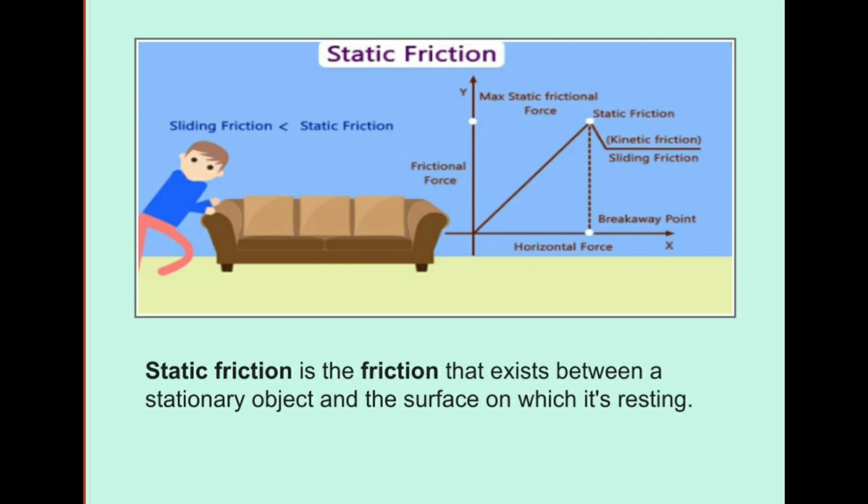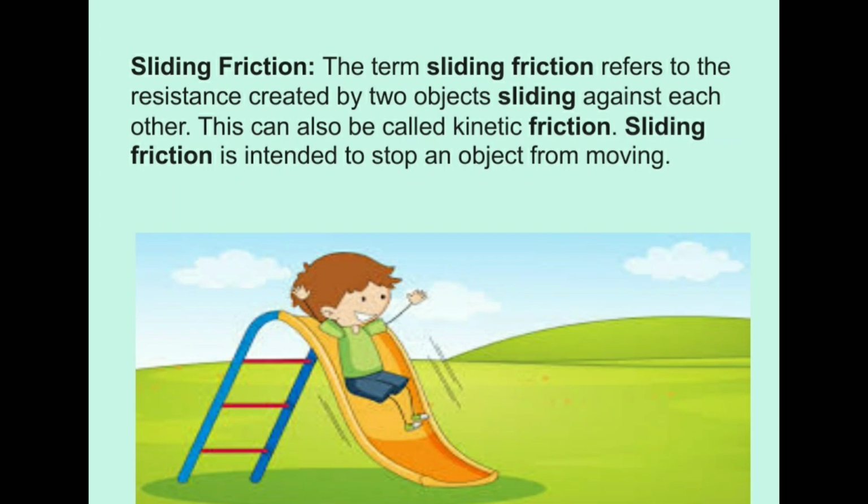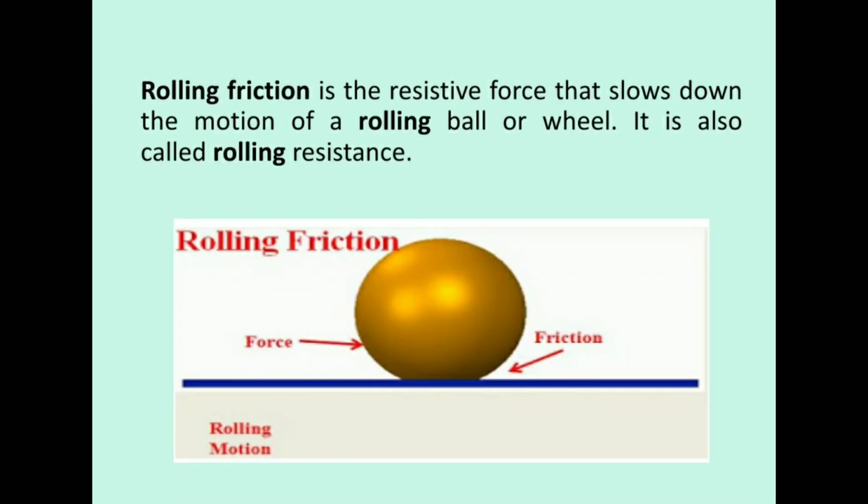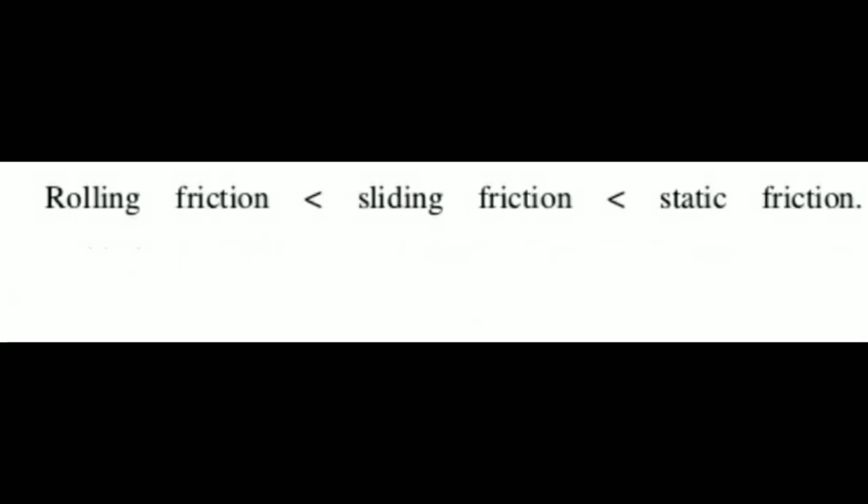Once the object begins to move, we know it becomes easier to move the object. Then comes into play the second type of friction, that is sliding friction. So sliding friction refers to the resistance created by the two objects sliding over one another. It is also known as kinetic friction or dynamic friction. The third type of friction is the rolling friction, which is the resisting force that slows down the motion of rolling objects. It is also called rolling resistance. Now remember, this is the relation between the three frictions, you can say. Rolling friction is the minimum, then comes the sliding, and maximum is the static friction.